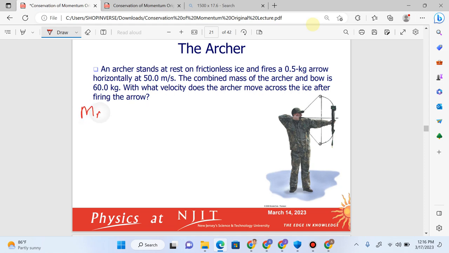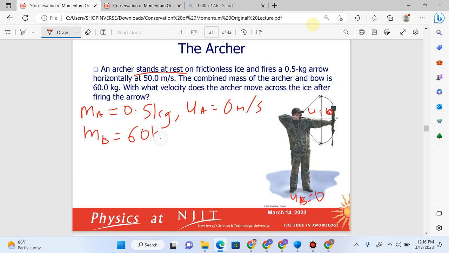Let's start with the masses we have. What's the mass of the arrow? Mass of the arrow is 0.5 kilogram, right? Good. Remember that initially the archer stands at rest, okay? That means the archer has an initial speed of zero. Also, the arrow has an initial speed of zero because initially the arrow was not moving. So the initial speed of the arrow is 0 meters per second. Now, the mass of the bow and the archer would be 60 kilograms according to the question. And the initial speed of the bow and archer would be 0 meters per second because they stood at rest.